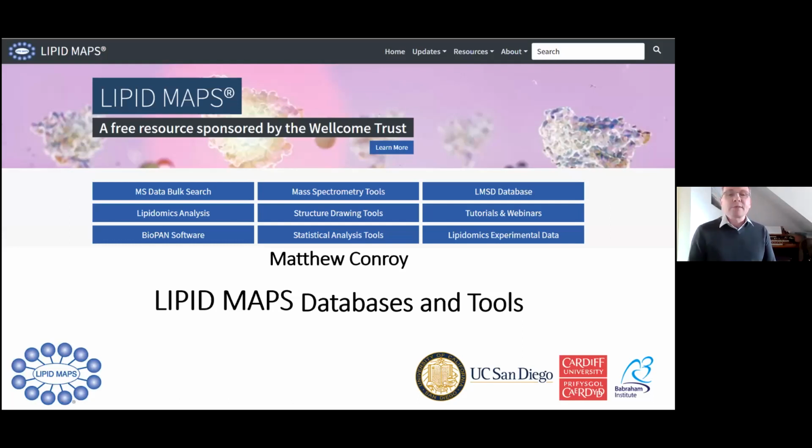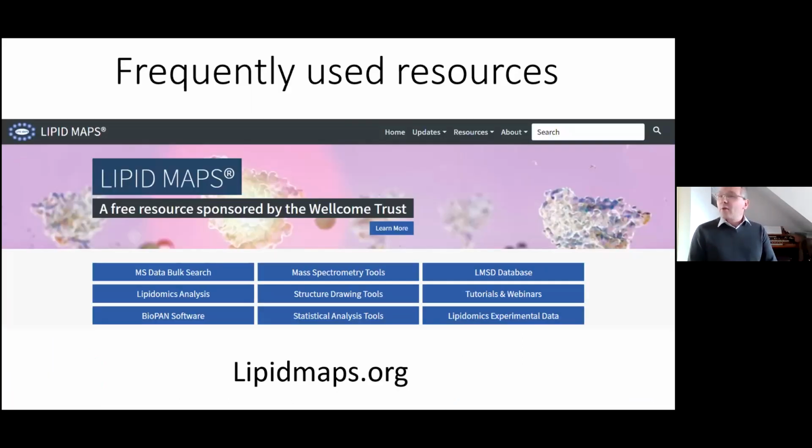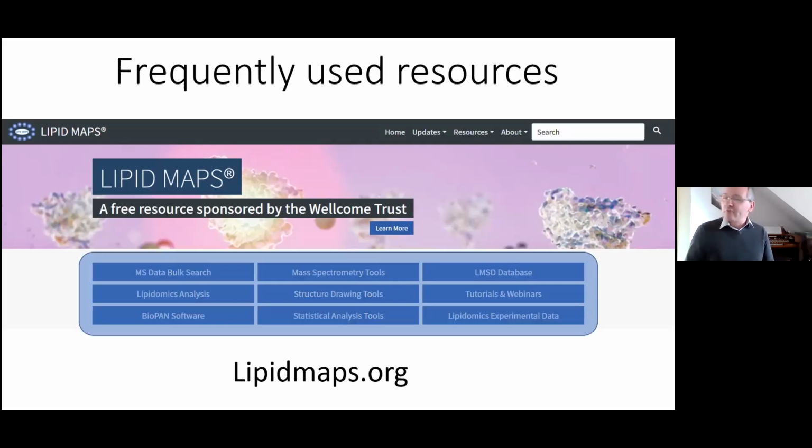So this is the Lipid Maps homepage. The frequently used resources are front and center on the page. They're in this array of buttons there. So the tools and the databases that are used most frequently within the site are readily available straight from the homepage.